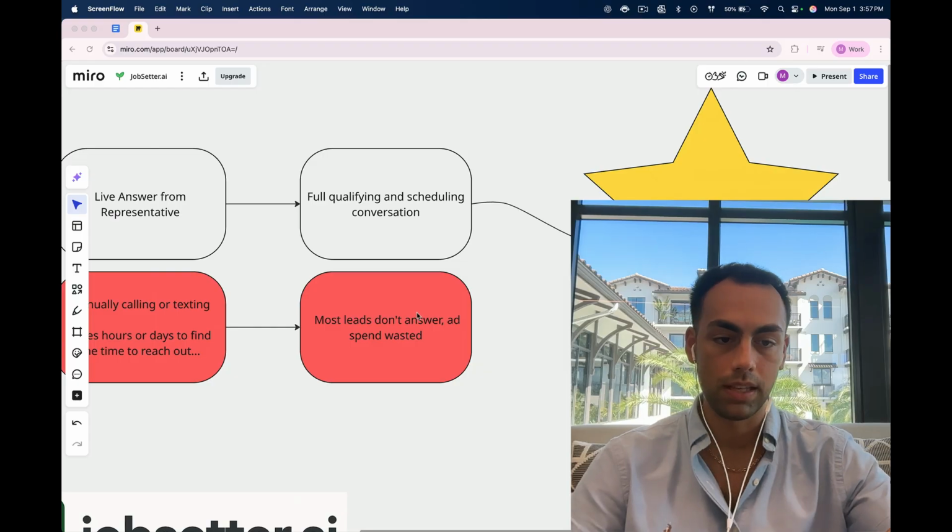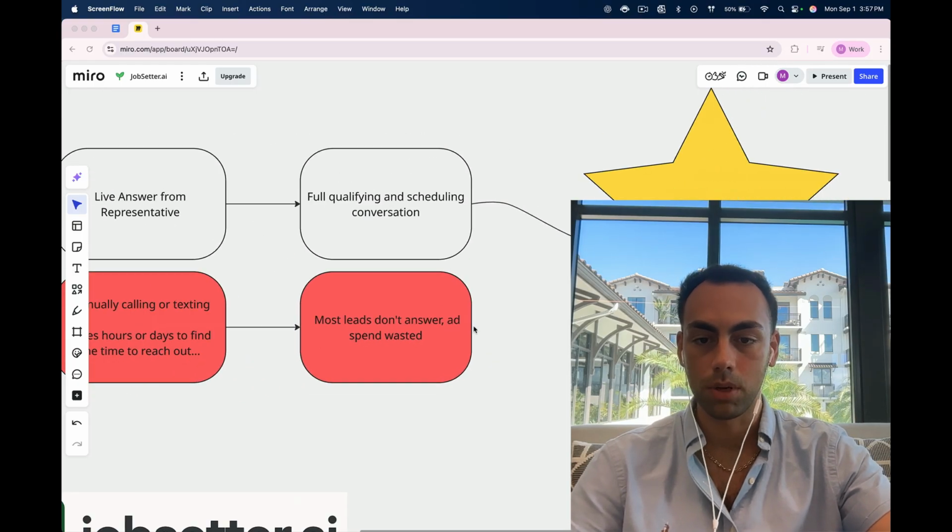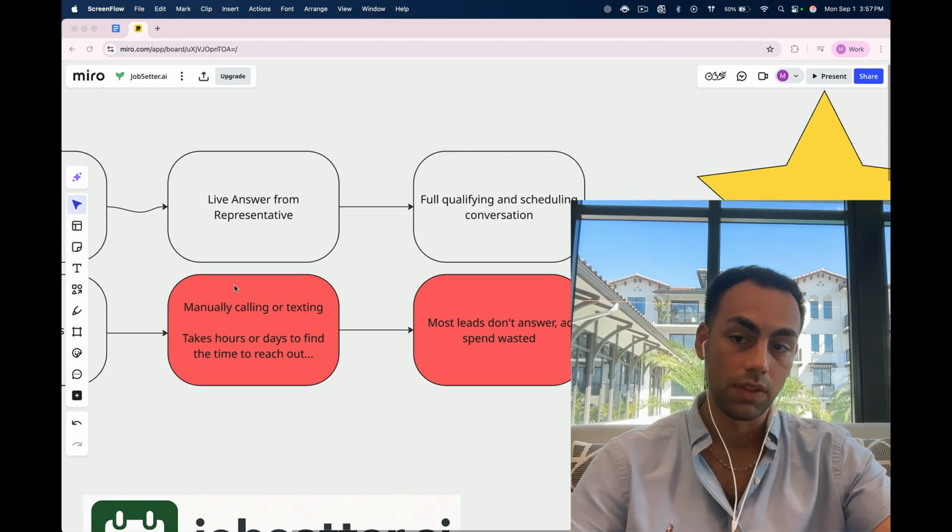Okay. I'm not saying this for every single time, but this happens for most of the leads you're going to get, especially if it's from Facebook.